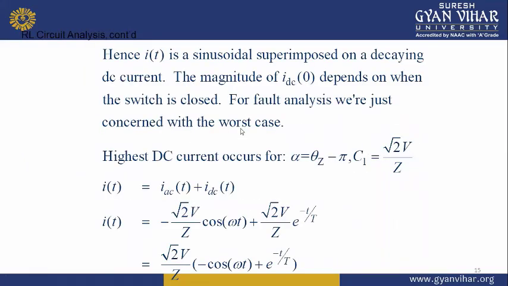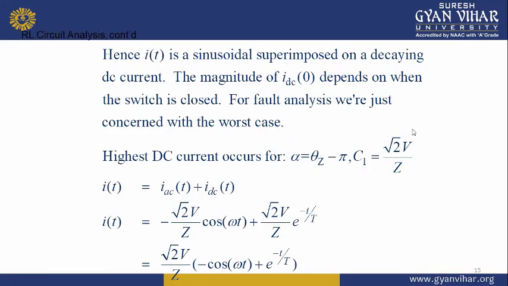Hence, IT is a sinusoidal superimposed on a decaying DC current. The magnitude of IDC at t equal to 0 depends on when the switch is closed. For the fault analysis, we are just concerned with the worst case.